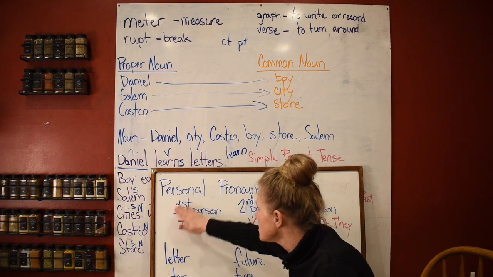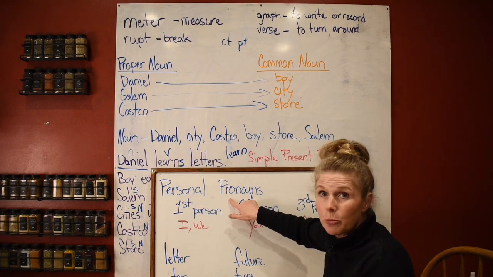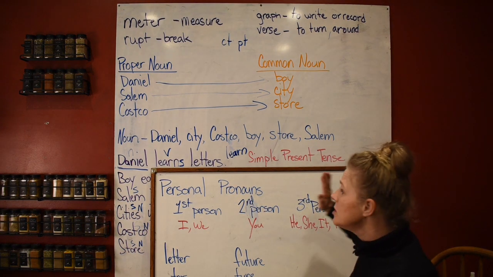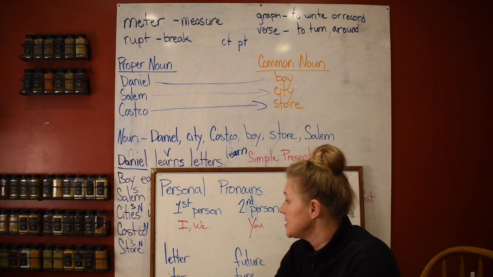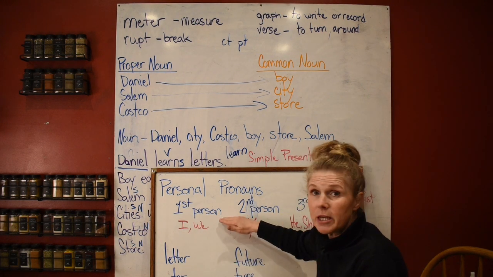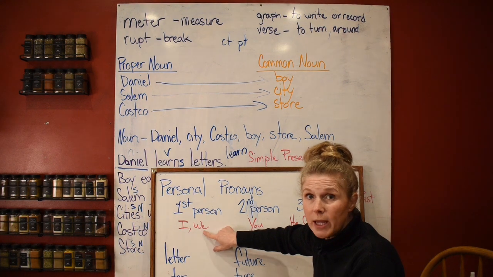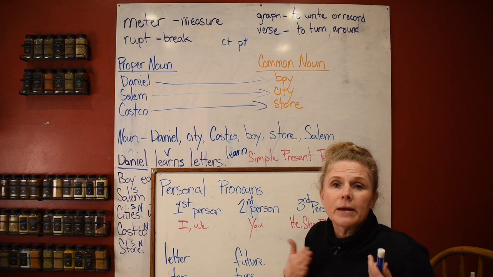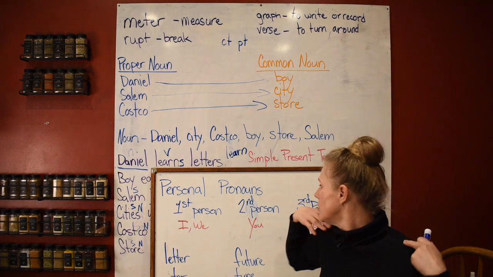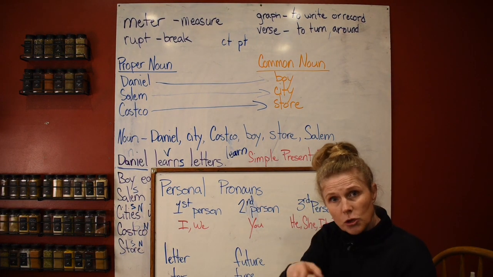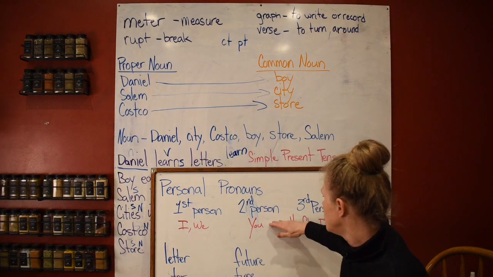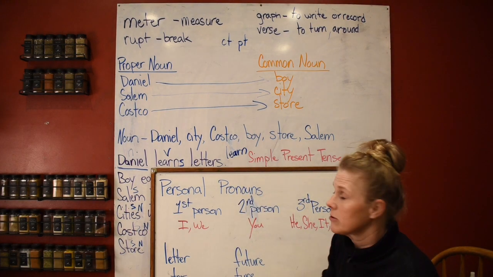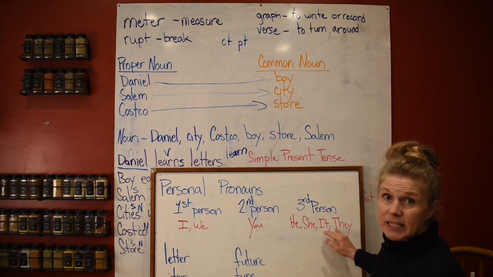Now, you're going to have personal pronouns in first person, third person, all of your persons. You just need to know where they fit in each person. First person is I and we. First person is I, right here. Second person is you. You in the camera, right there. Now, third person is people over there that you're talking about. He, she, it, and they.